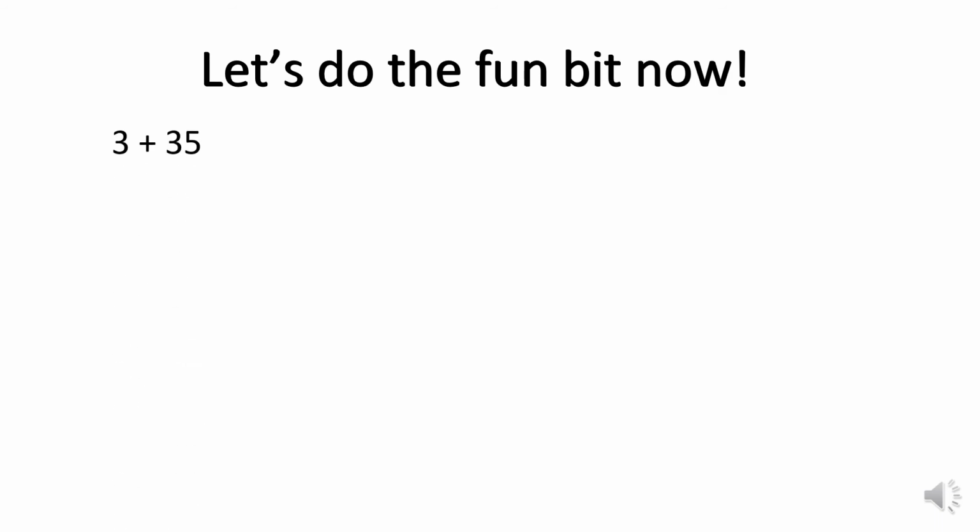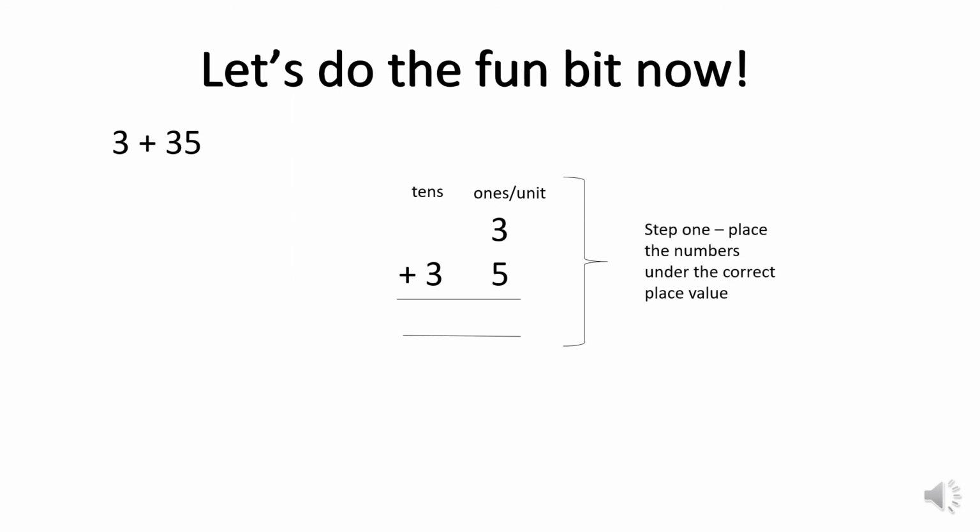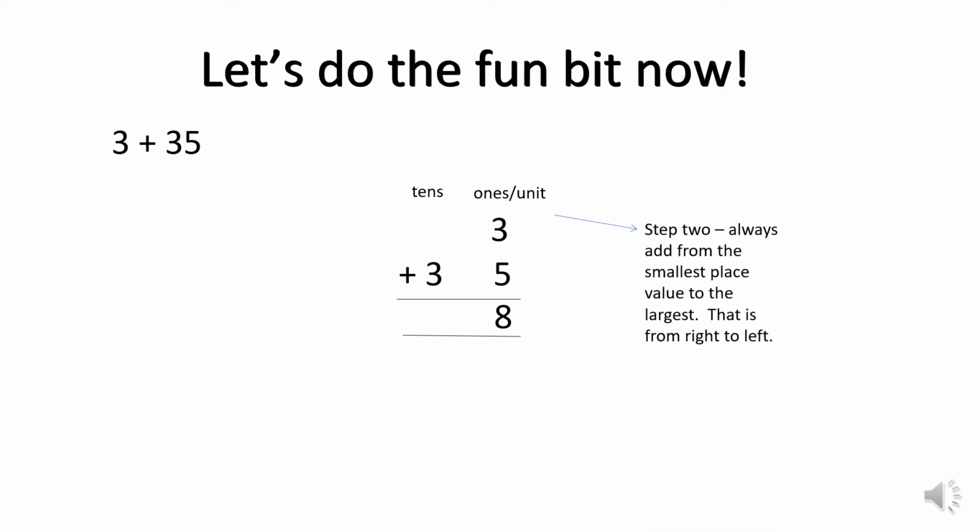So we have 3 plus 35. We put the 3 under the ones or unit position, and then we put the 5 first under the 3 because it belongs to the ones, and we put the 3 in front of it in the tens position. That's step 1. Step 2, always add from the smallest place value to the largest, that is from right to left. In this case, it is 3 plus 5, and we know that 3 plus 5 is 8. So we write it in between the two lines that we have drawn.